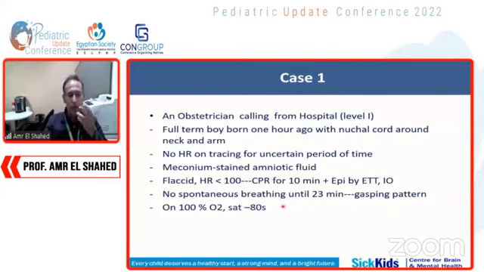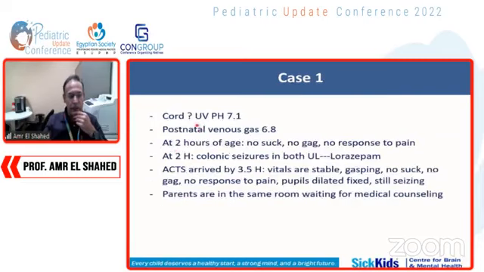He had no spontaneous breathing for 23 minutes, and he was eventually gasping after that, on 100% oxygen and saturating in the 80s. The cord gases were not severely acidotic, but there was some degree of acidosis, 7.1. The postnatal gas was significantly acidotic, 6.8. At 2 hours of age, the assessment remained concerning: no suck, no gag, no response to pain. At 2 hours of age, the patient also started to show other neurological features in the form of clonic seizures, and received lorazepam for that.